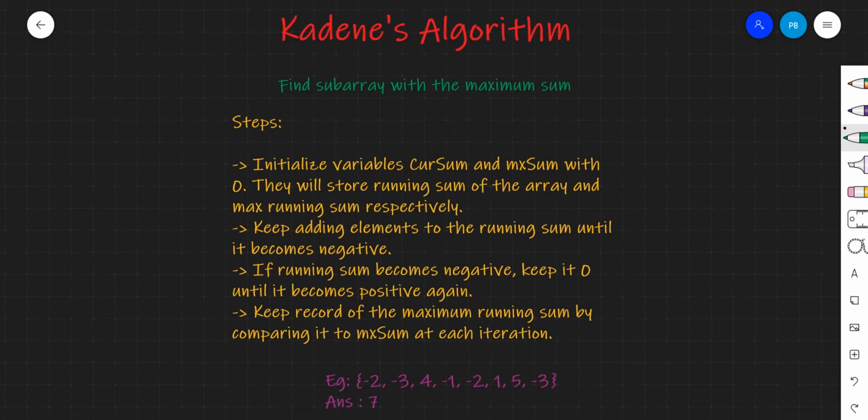Hello everyone, in this video we will try to understand Kadane's algorithm. Kadane's algorithm is used to solve the problem of finding the subarray with the maximum sum. So consider this example which is given here below.